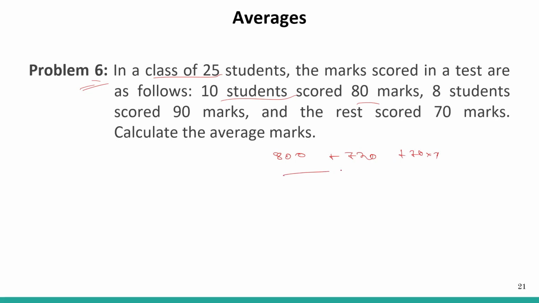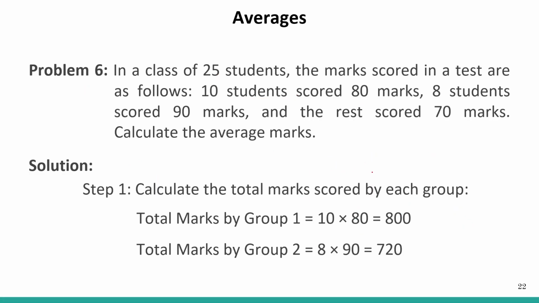So then let's see, x will be what? If there are 10 students and 8 students, so 25 minus 18 is equal to 7, right? So it will be 70 into 7, x will be 7. So this is divided by 25. So this is equal to 1520 plus 490 by 25 is equal to 2010 by 25, right?